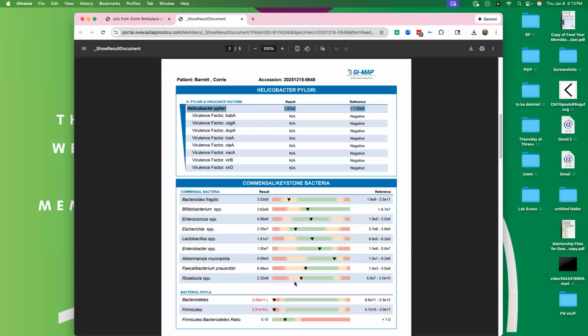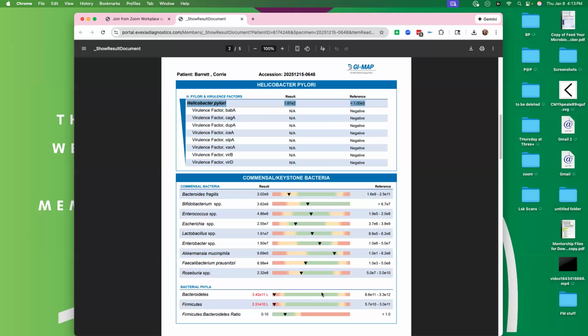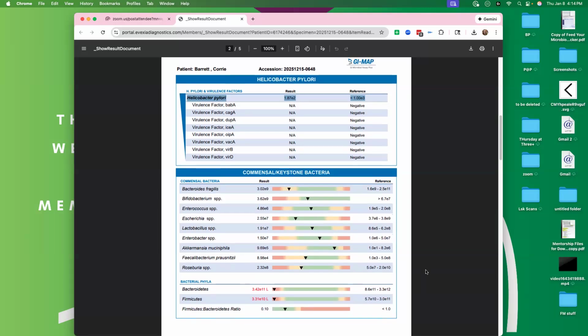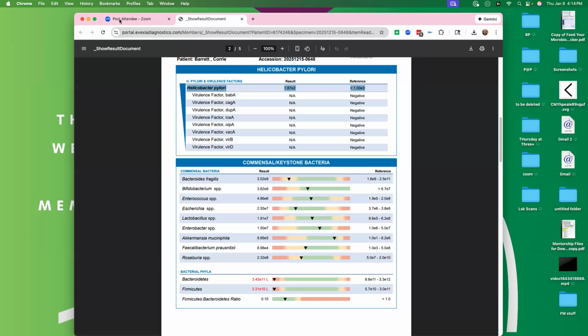So commensal and keystone bacteria, we like to see these all in the green. And we like to see them in the green pretty much down here also, which means that you have enough keystone bacteria to do the jobs that they are supposed to do. So a lot of times what happens is when we do not have enough keystone species, all the jobs that the microbiome is supposed to be doing, you just don't have enough doing those jobs.